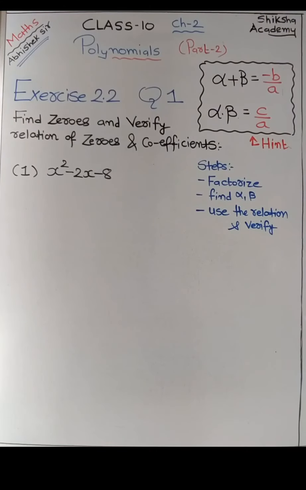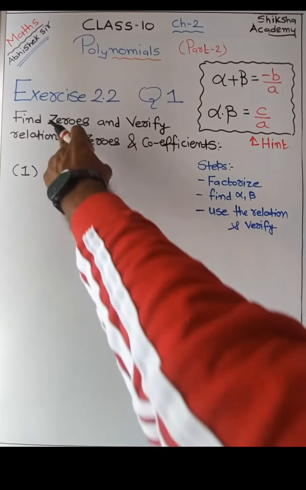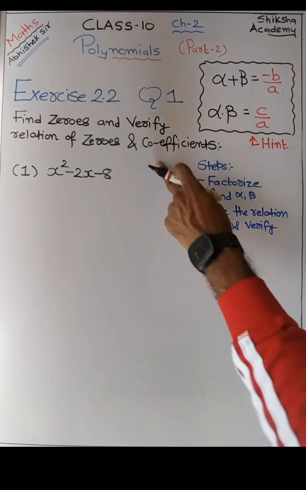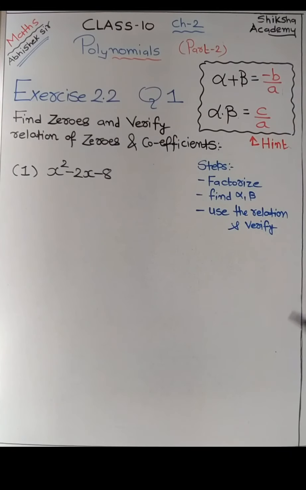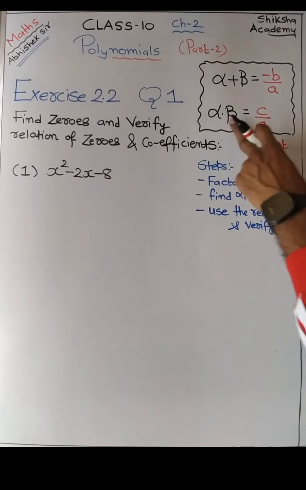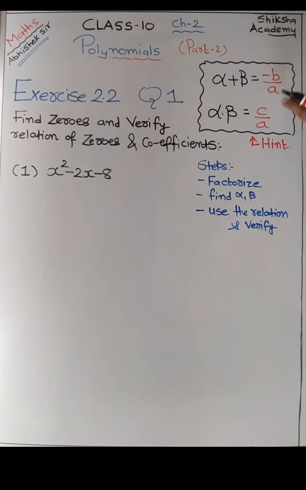Now let us start exercise 2.2. In that we have question 1. In that, 6 different polynomials are given, and we need to find the zeros first of all, and then we have to verify the relation of zeros and coefficients that we have just studied, right? For our convenience, we have given a hint box where we are verifying this relation: alpha plus beta is minus b by a, alpha into beta is c by a. So I have given it in terms of a hint.